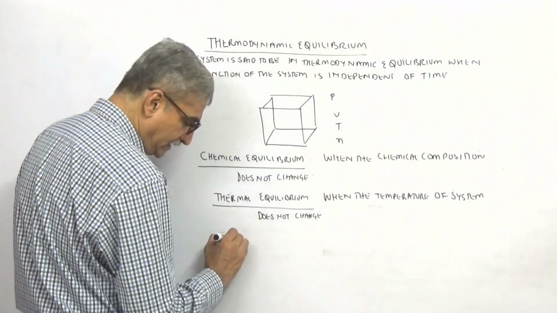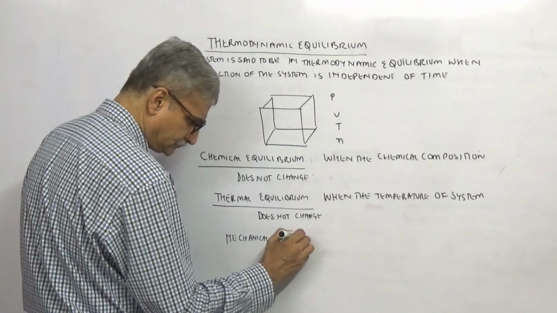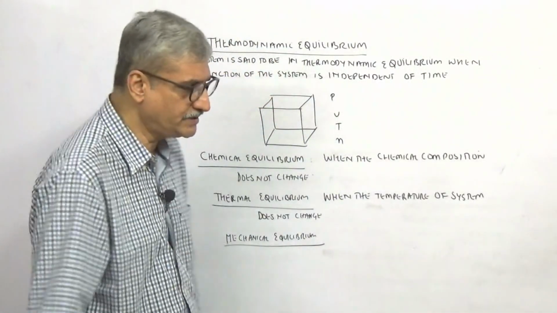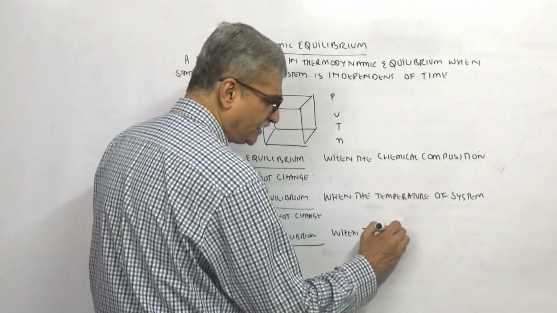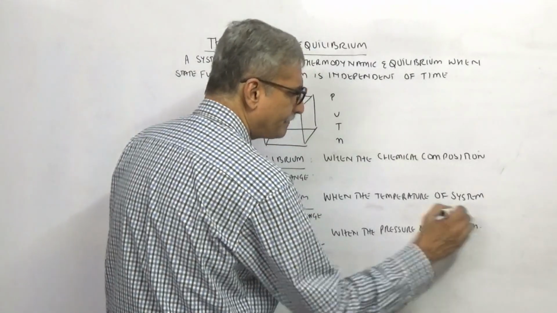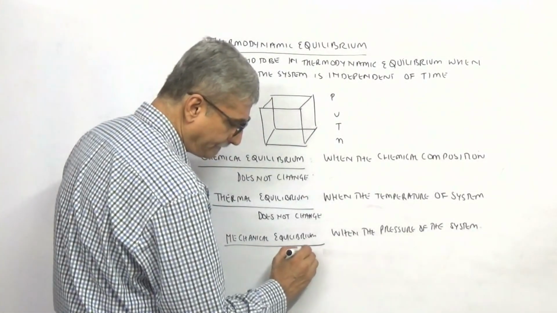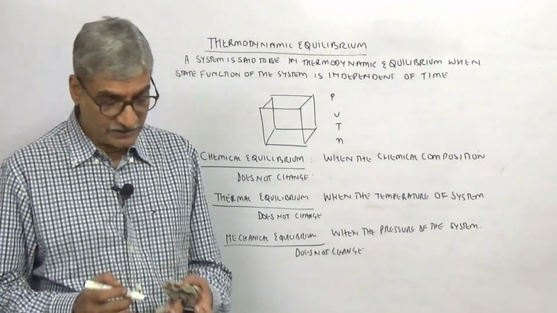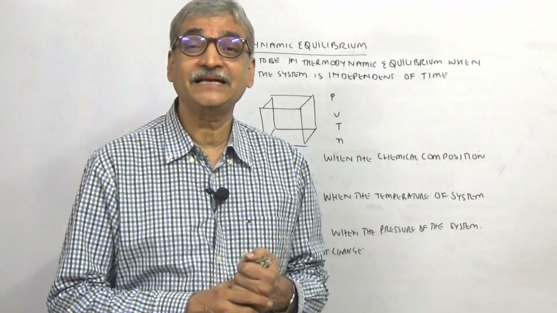The next is mechanical equilibrium. What is mechanical equilibrium? When the pressure of the system remains constant. So we say it is in mechanical equilibrium when the pressure of the system does not change throughout. Then we say the system is in mechanical equilibrium.